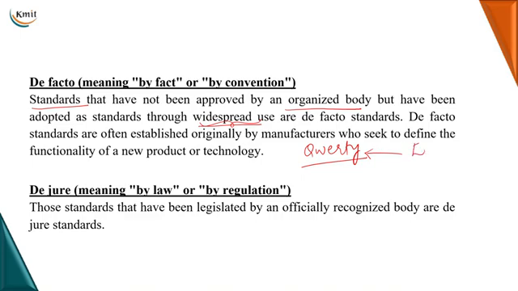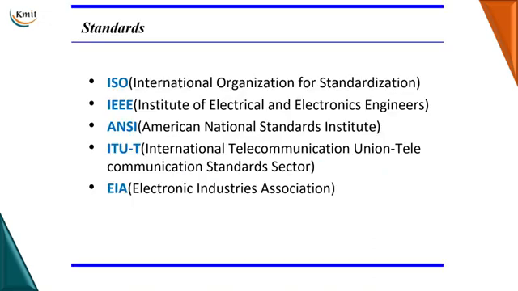Another basic example I could give is the English language. English has become a standard of communication across the globe because of its widespread use. Then coming on to de jure: de jure standards are the ones which have been recognized or legislated by an officially recognized body, that is by law or by regulation. Let us see some important standards of data communication.